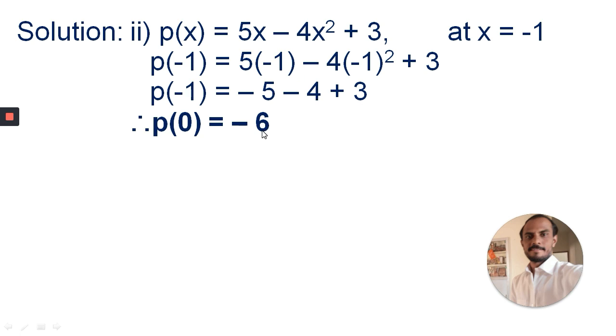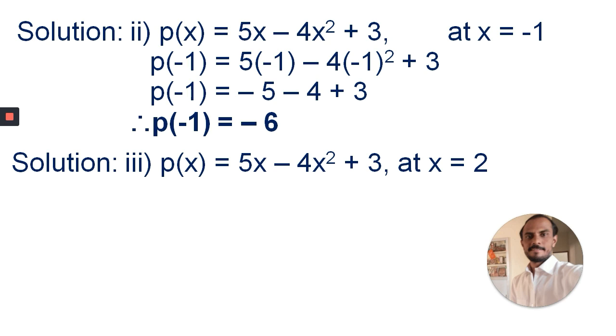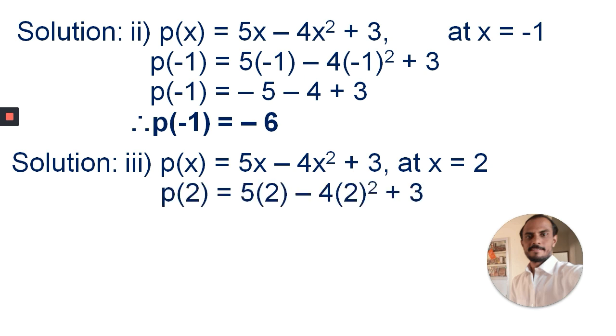At x equals 2, same polynomial, p of x equals 5x minus 4x squared plus 3. At x equals 2, what does it become? P of 2 equals 5 into 2 minus 4 into 2 squared plus 3. Then 5 2s are 10. Here 2 squared is 4, and 4 4s are 16, so minus 16 plus 3 as it is.